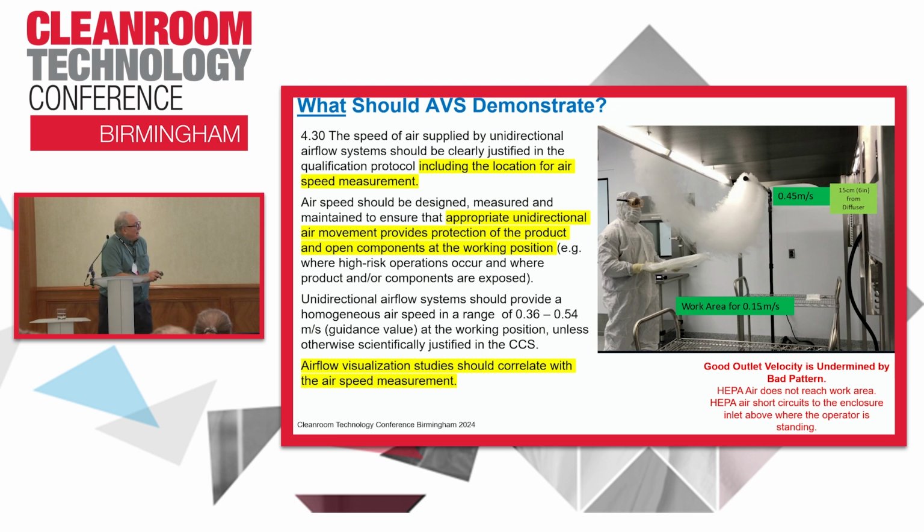It's 90 feet per minute, yet this is our work surface. This is where they set up and they prepare components to go into the RABS. From the smoke, what's happening, it comes down 90 feet per minute and it makes a U-turn. It short circuits to the inlet of the enclosure, which is directly above where the operator is standing. You're not getting clean air to the work surface.